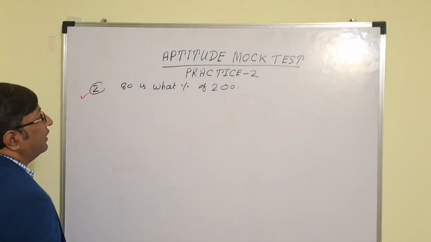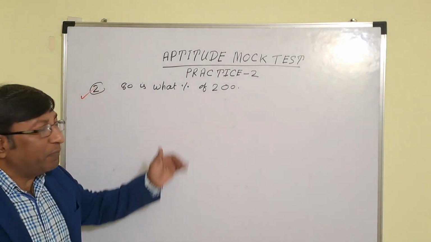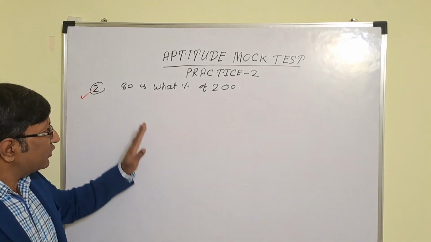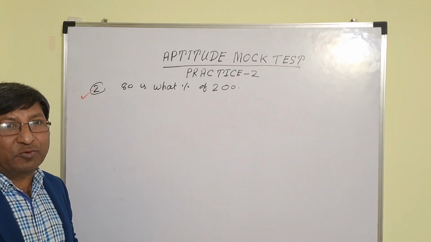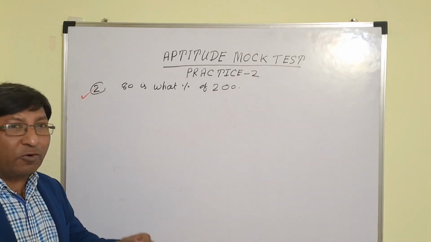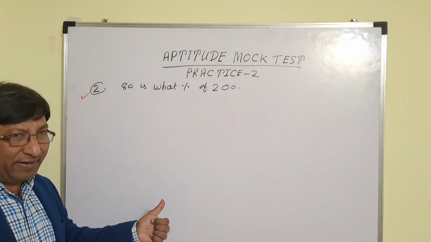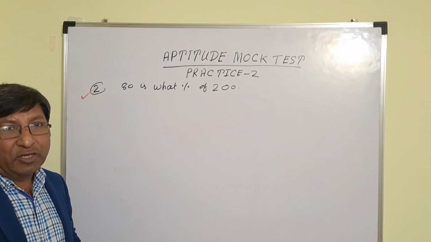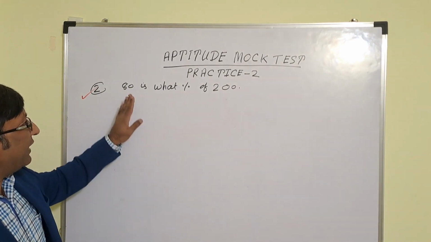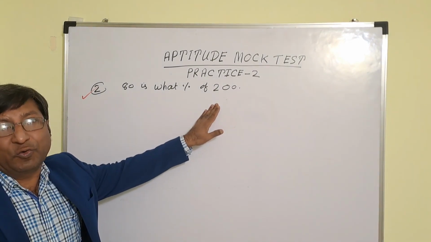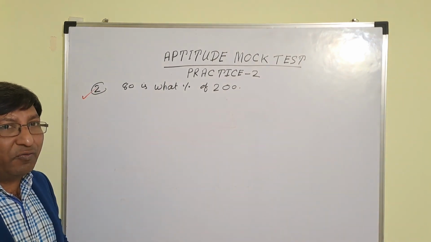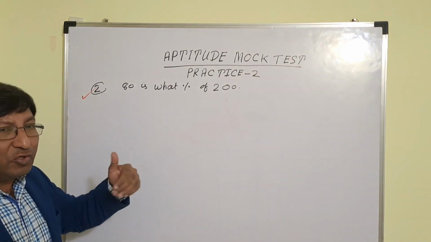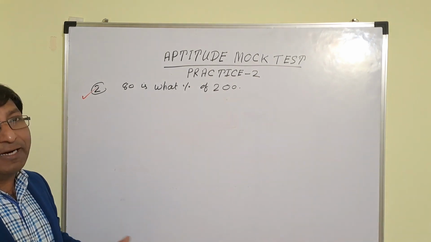Now see the second question. Second question is what? 80 is what percent of 200? We can also solve this question without the use of paper and pen. How? See, 80 is what percent of 200? So we have to find the percentage of 80 in comparison to 200. So the correct answer will be what? In mind, 80 into 100 divided by 200.